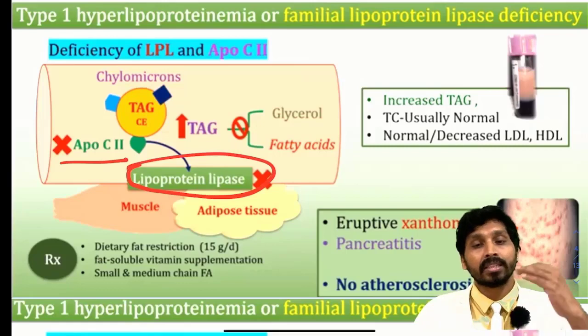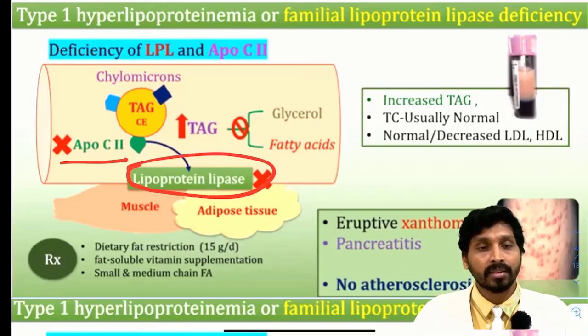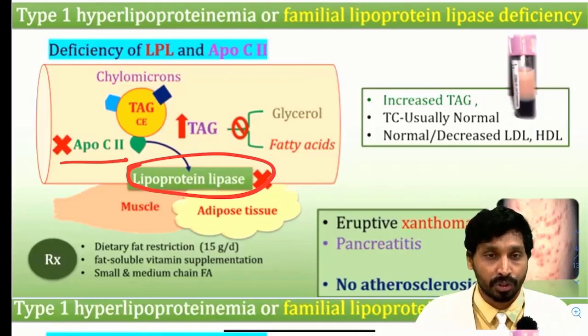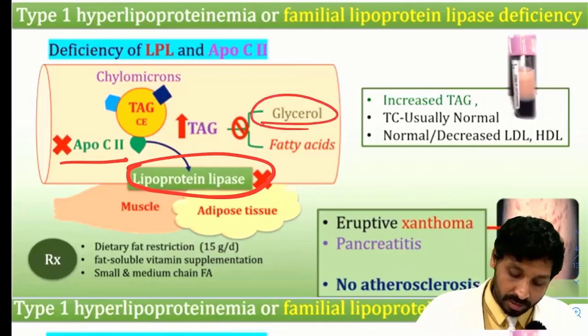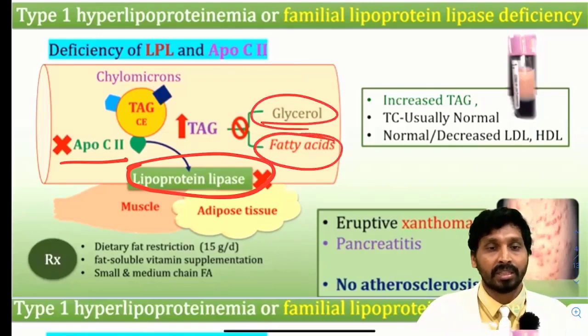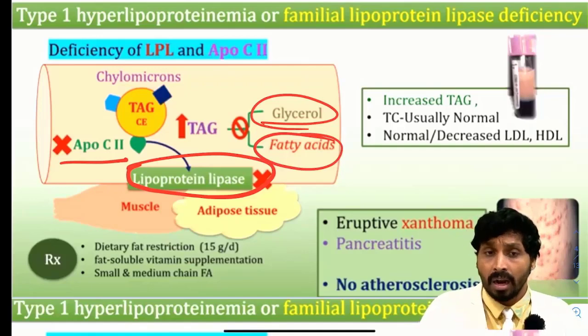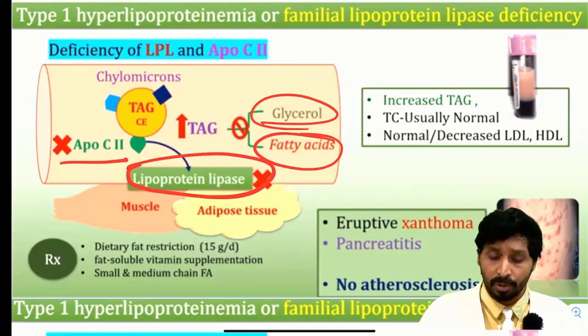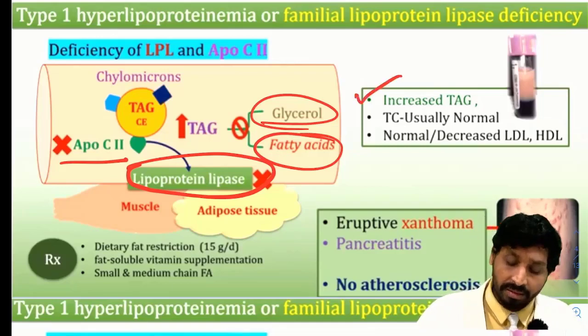So triglycerides cannot be catalyzed from chylomicrons into tissues such as muscle as well as adipose tissue. So there is no conversion to glycerol and fatty acids in the circulation as well. So you can say there are hardly any free fatty acid levels in the circulation. So the consequence in type 1 hyperlipoproteinemia is increased TAG levels.